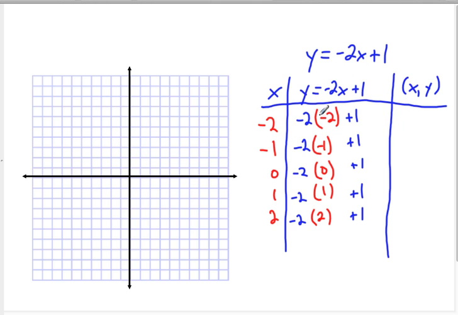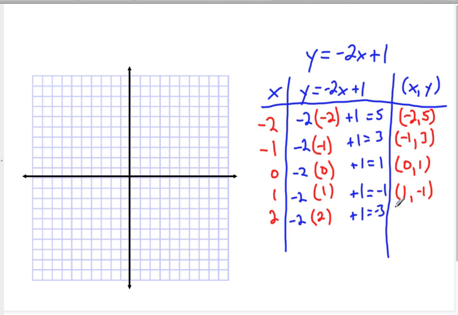Alright, so we have negative 2 times negative 2 is 4, plus 1 equals 5. Negative 2 times negative 1, that's 2 plus 1 is 3. 0 plus 1 is 1. Negative 2 plus 1 is negative 1. And negative 4 plus 1 is negative 3. Now I'm going to write that as coordinate pairs here. So we have negative 2 comma 5, negative 1 comma 3, 0 comma 1, 1 comma negative 1, and 2 comma negative 3. Now I'm going to use these coordinate pairs to graph over here.